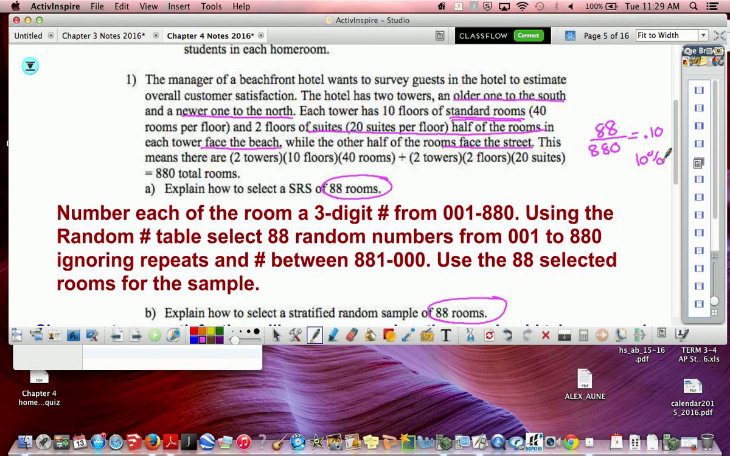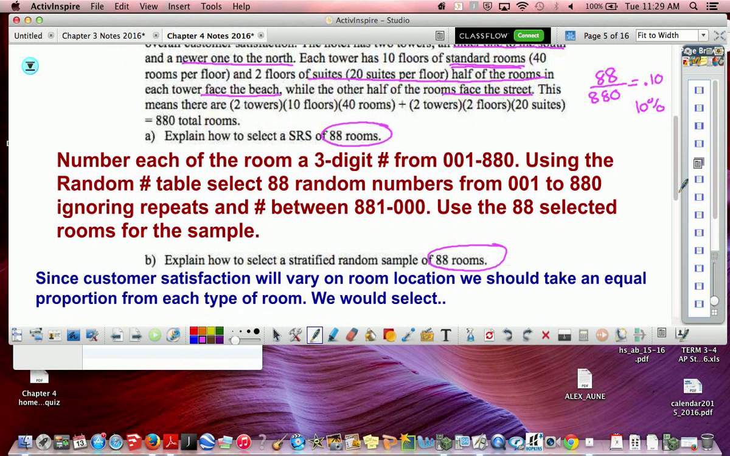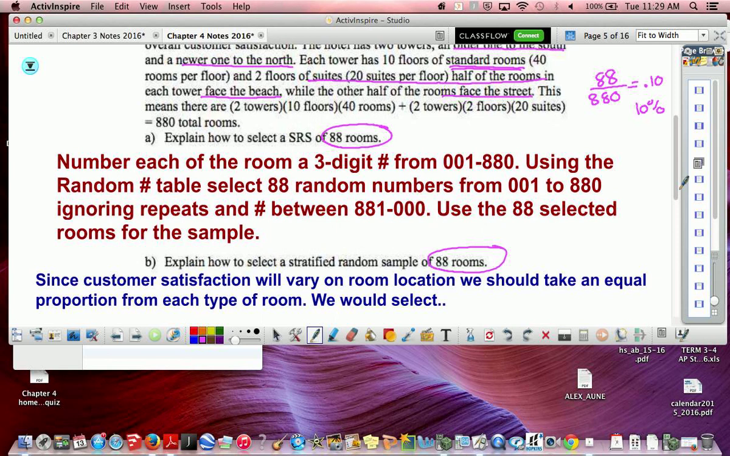So how do I go about writing that? Right? So first thing I want to do is note that since our customer satisfaction varies on the room location, we're going to take an equal proportion from each type of room. So the equal proportion we're taking is 10%. We did that because 88 rooms make up our sample out of 880, that's 10%. So I want to make sure that it's equal proportion by each type.